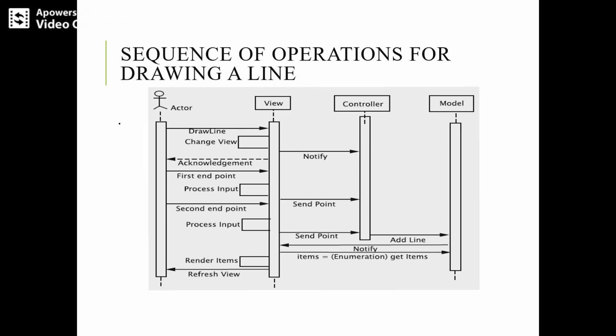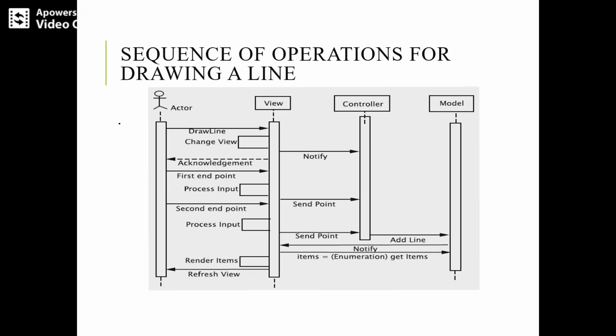Now the actor again replies with the first endpoint, and the process input is started here. The first endpoint arrow goes to the view and is then sent to the controller, so the controller has more control over that particular line. This is what we need to do between the actor and the system. Similarly, the input is processed and the second point is sent to the controller. Again, process input is done and the point is sent to the controller.